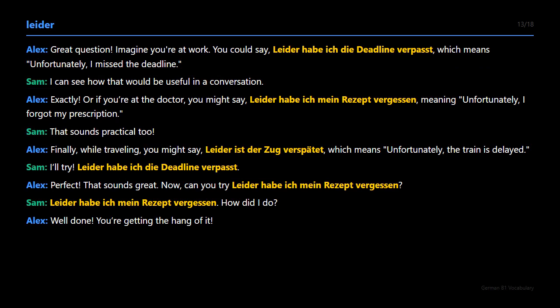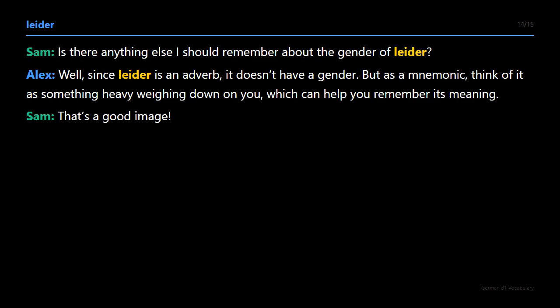Is there anything else I should remember about the gender of "leider"? Well, since "leider" is an adverb, it doesn't have a gender. But as a mnemonic, think of it as something heavy weighing down on you, which can help you remember its meaning. That's a good image.